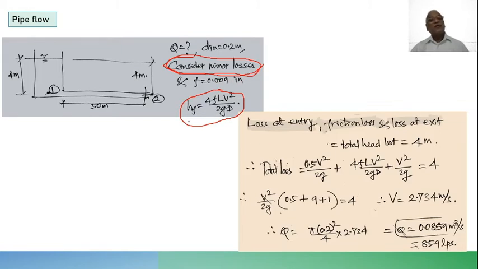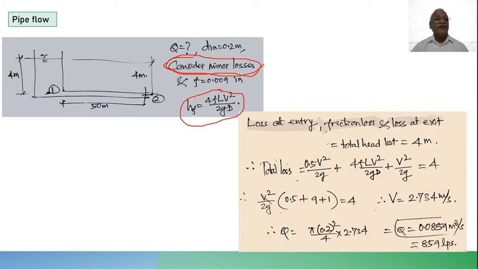Okay. Now what are the head losses that come into picture? When the water enters the pipe, there would be entry loss. There will be friction all along, and then when it comes out, there will be exit loss at 0.2. So the losses involved are loss at entry, friction loss, and loss at exit. So the total head loss when it comes out at this level would be 4 meters.